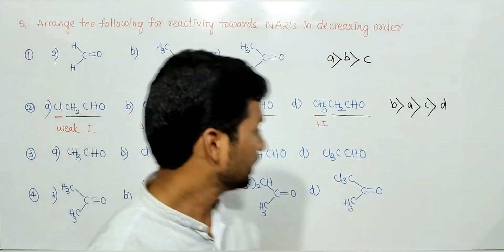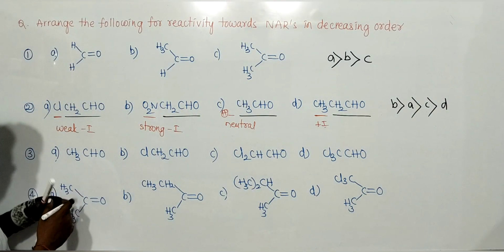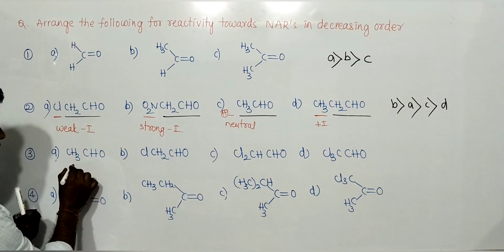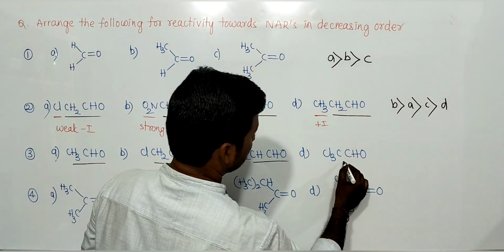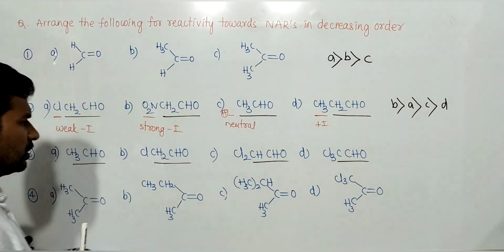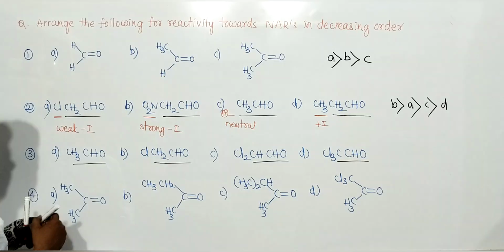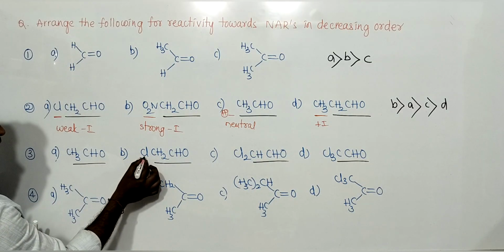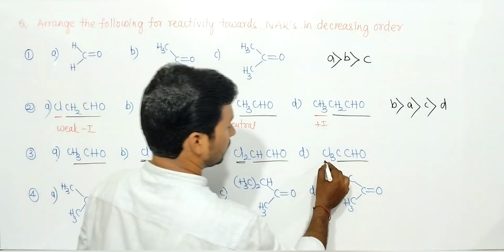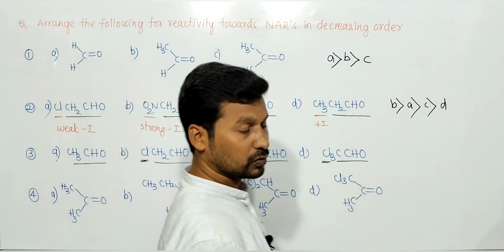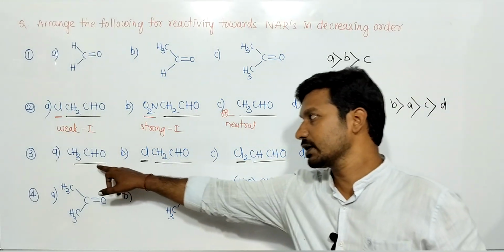Next, see here in this question, CH3CHO, if we remove a hydrogen, what remains there? CH2CHO, CHO, CCHO. That means it is the same acetaldehyde and derivatives of acetaldehyde. Here only pure acetaldehyde, one electron withdrawing group is there. Here 2 electron withdrawing groups, here 3 electron withdrawing groups. So 3 minus I effect, 2 minus I effect, only 1 minus I effect, no minus I effect.